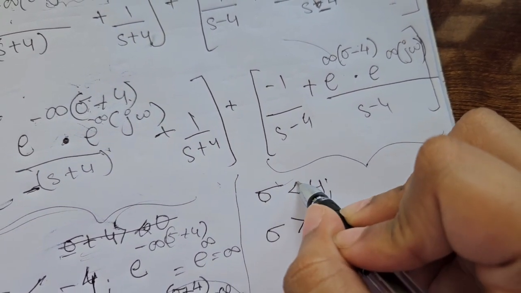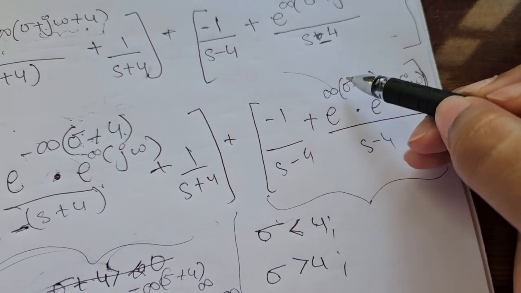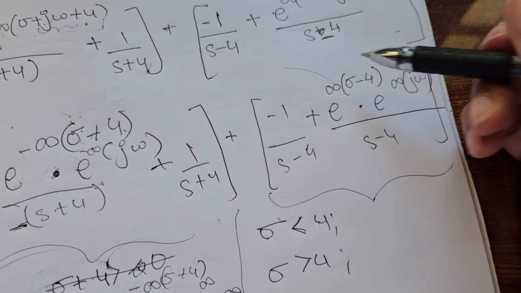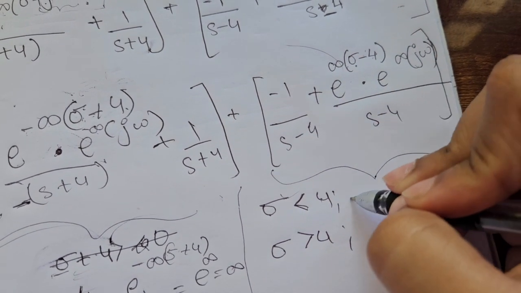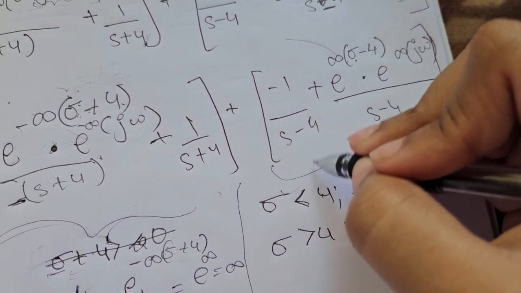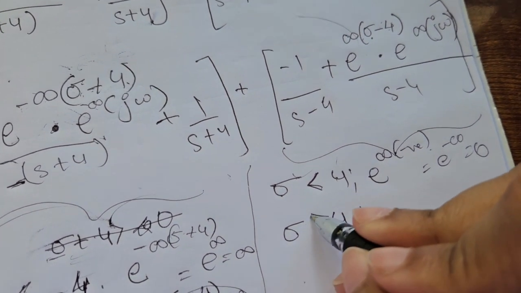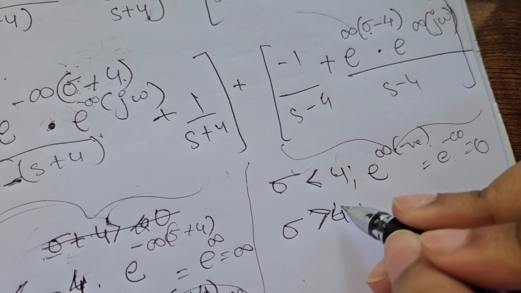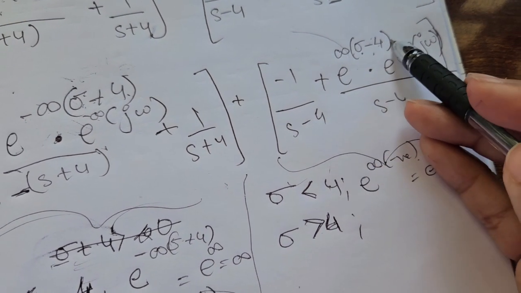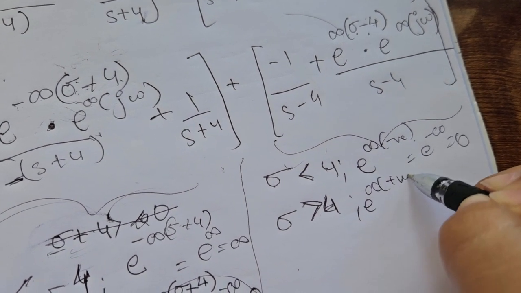When my sigma is less than 4, for example if it's 3, then I have 3 minus 4, which gives me minus 1. And minus 1 into infinity gives some negative value, because I'm going to get a negative value by doing this. I'm going to get e raised to minus infinity, which is 0. If I take sigma to be greater than 4, like 5, then 5 minus 4 would be 1, which is a positive value. So it's e raised to infinity into some positive value.